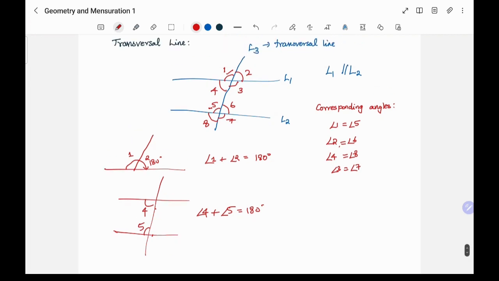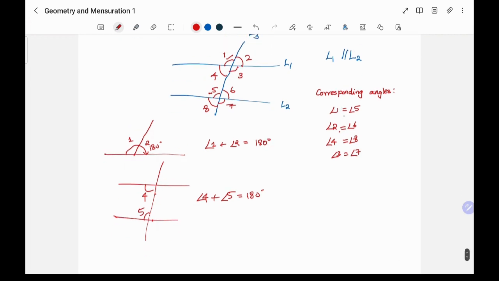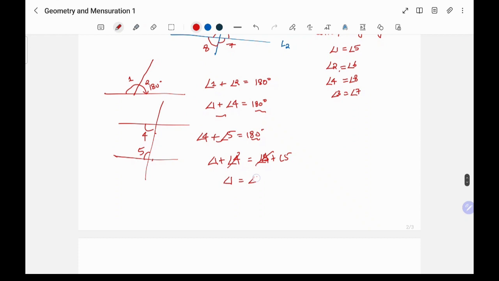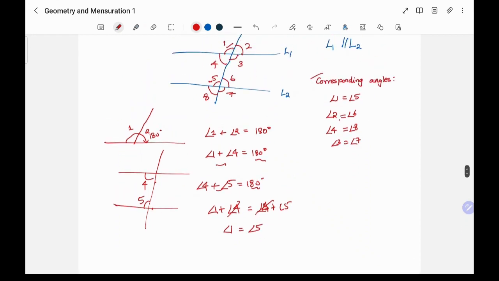Okay. So now what we want to prove? Angle 1 is equal to angle 5, right? So what we have? We have angle 1 plus angle 4 is also equal to 180 degree, and angle 4 plus angle 5 is 180 degree. So right hand side is equal, so left hand side should be equal. So angle 1 plus angle 4 is equal to angle 4 plus angle 5. Angle 4 cancels. So we have angle 1 equal to angle 5. So this is the first property. Corresponding angles are equal. So there are 4 pairs of corresponding angles.